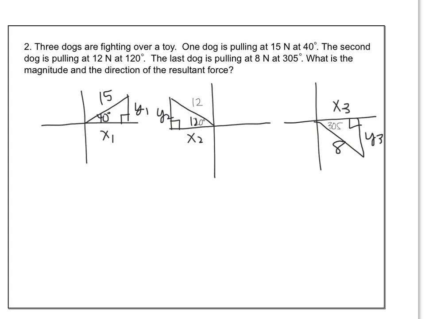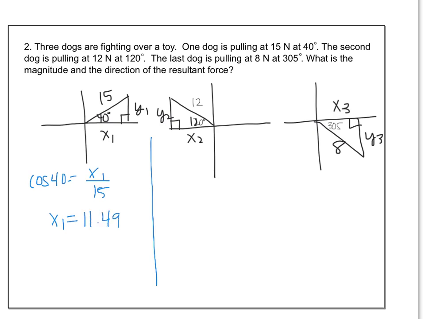So you're going to find each of the components. So now we just need to find the components for each vector. So in the first one, we'll do these in colors. In the first picture, to find x, we're going to do cosine. It's going to be cosine of 40 equals x1 over 15. And then I'm just multiplying that out on my calculator. We get 11.49.